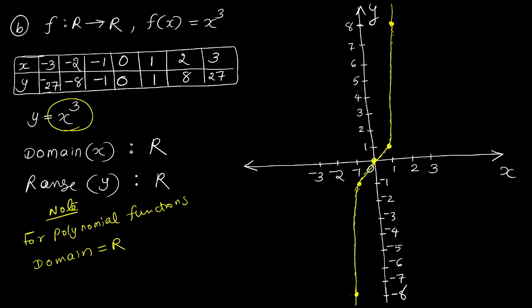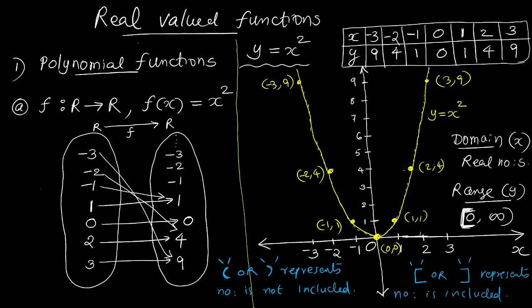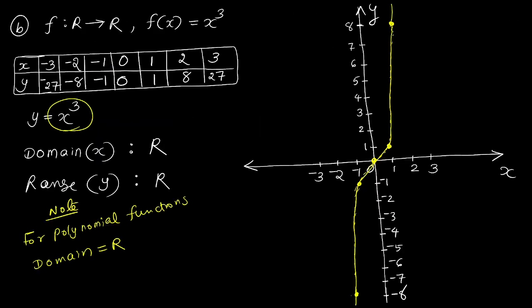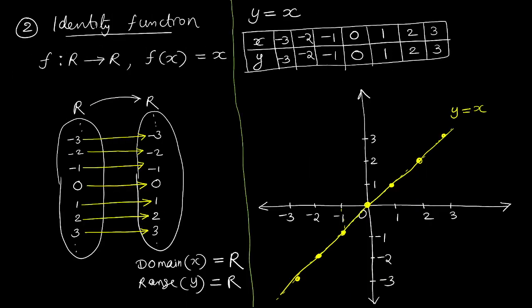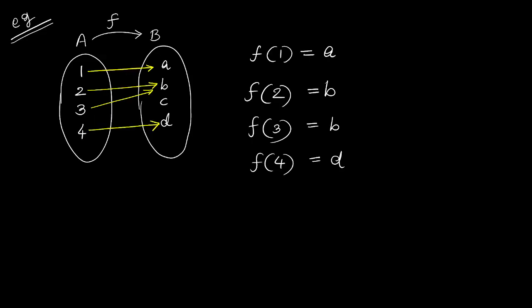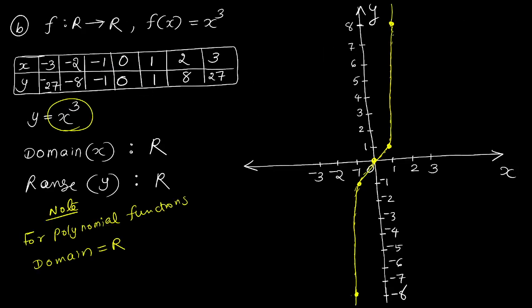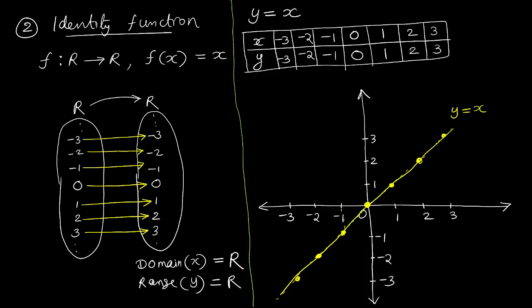In the previous class, we studied graphs of real valued functions. We studied the graph of x square and x cube. So the first type was the polynomial function. The second type is the identity function.